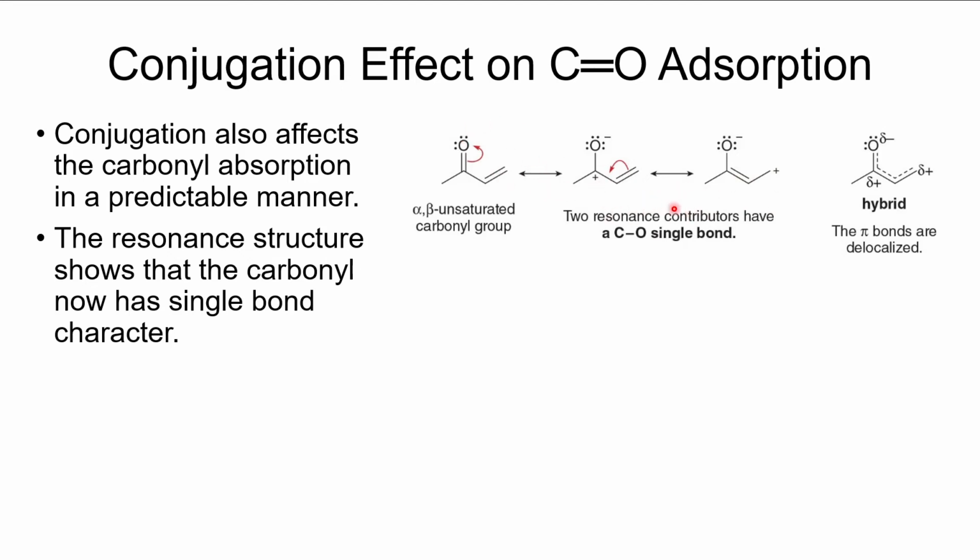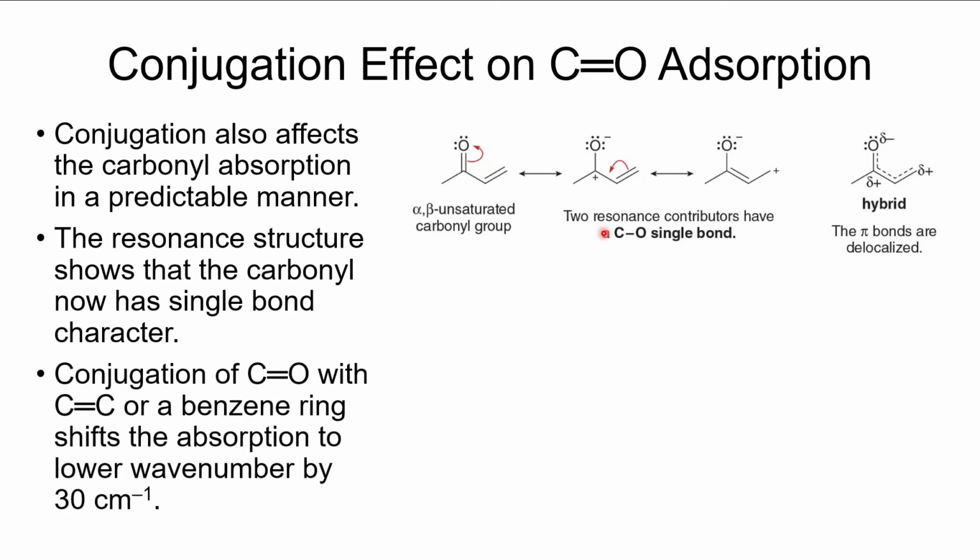So we now have two resonance structures that have carbon-oxygen as a single bond. Now, of course, this structure is the best structure, and so it's going to contribute the most. But because there is some single bond character to that carbonyl, that means it's longer and a little bit weaker than your typical carbon-oxygen double bond. With a longer, weaker bond, that's going to cause the wave number to decrease by about 30 reciprocal centimeters.